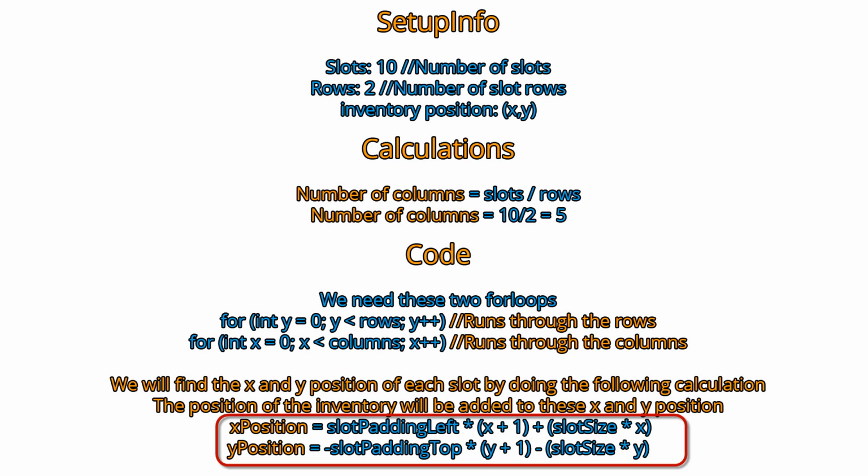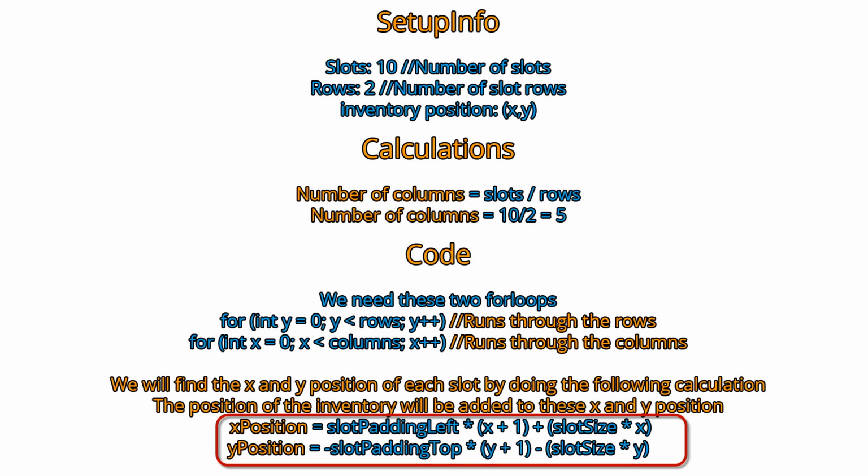The X position is calculated by taking the slot padding left multiplied by X plus 1, where X is the value of the innermost for loop, and then we add the slot size multiplied by X to get the correct position. The Y position is calculated by taking minus slot padding top, so the top padding between the slots, multiplied by Y plus 1, where Y is the value of the outer loop, minus the slot size multiplied by Y.